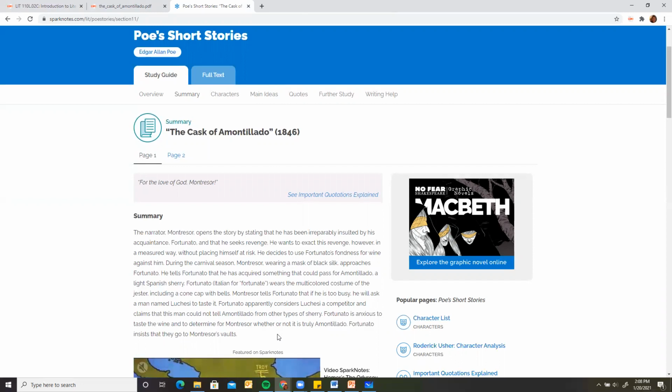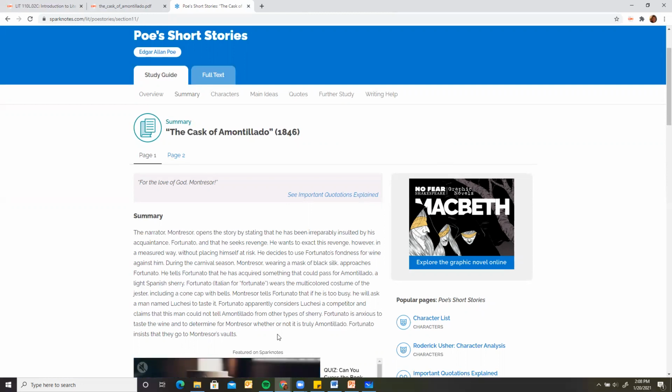So I'm not going to read the whole thing because I don't want to spoil the story for myself before I read it, but I'm keying in on a couple of the inferences I made. Montresor and Fortunato are going to be our main characters, probably those two men in the picture. They're talking about a Spanish sherry, a drink called Amontillado. So I was right, it had something to do with Spain. And yeah, a mask of black silk, that sounds kind of creepy. So revenge could also be kind of creepy. So I think my inferences might be correct here.